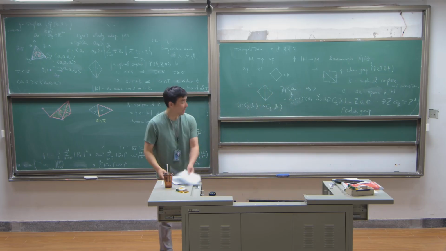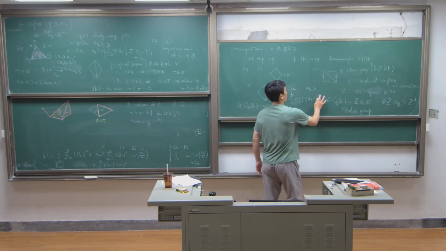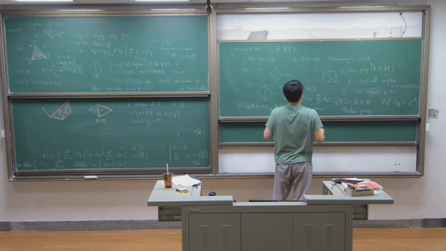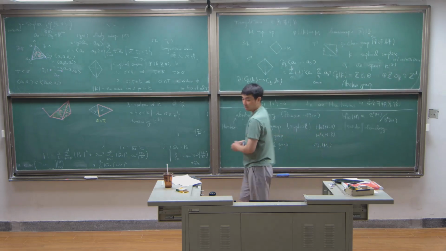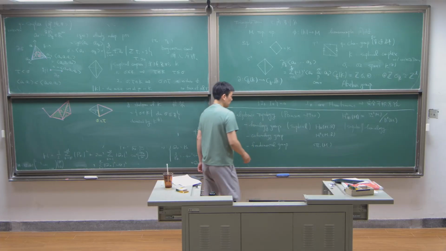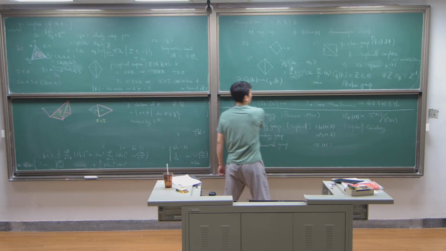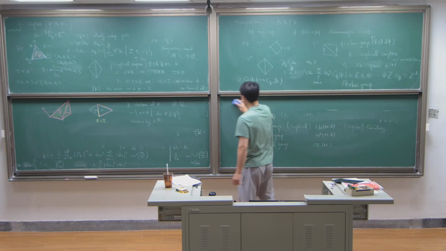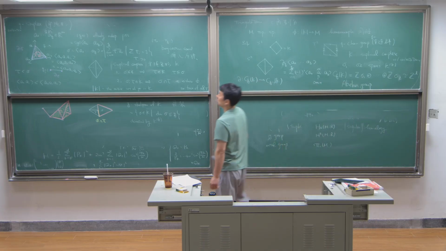So this hat just means omit. So that's the 边界算子的定义. So let's consider this example.